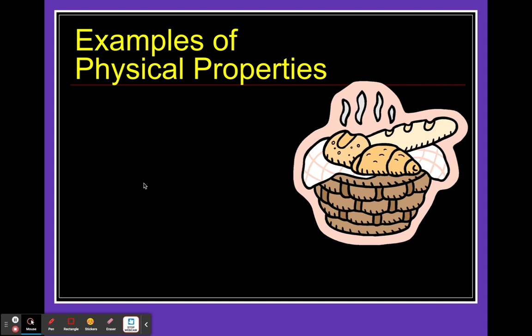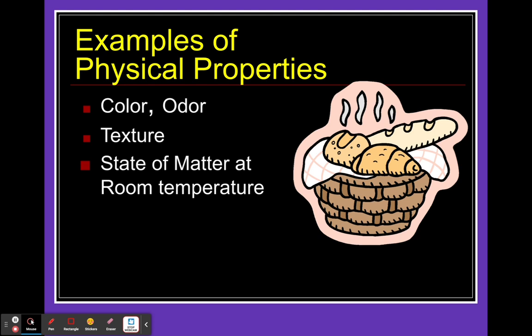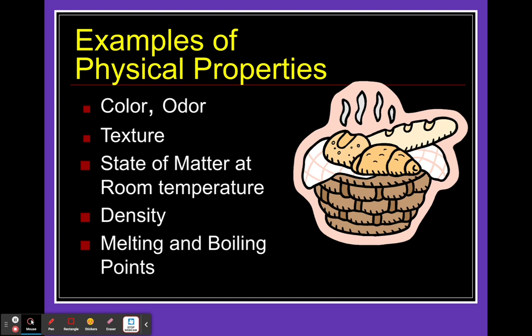Some examples of physical properties, and please just write a few here. I know there are a lot, but you just write a few. Color and odor, texture, the state of matter at room temperature. For example, you saw that dry ice turns to a gas at room temperature. We know that water is a liquid at room temperature. We even know that gold is a solid at room temperature. Density, that's how close the particles are packed together. And even melting and boiling point. All of those elements on our periodic table of elements, they have their own unique melting and boiling points.